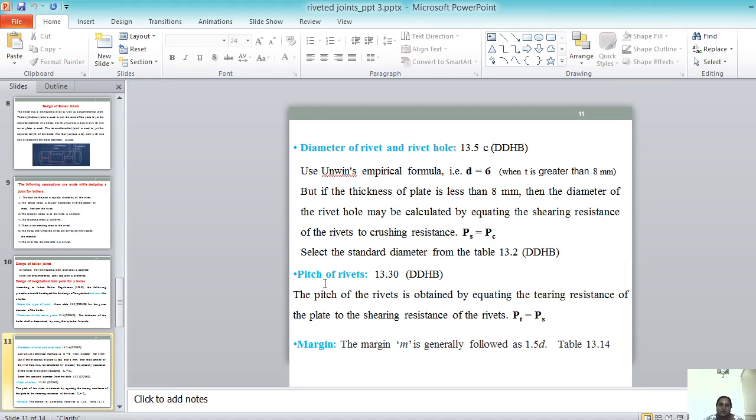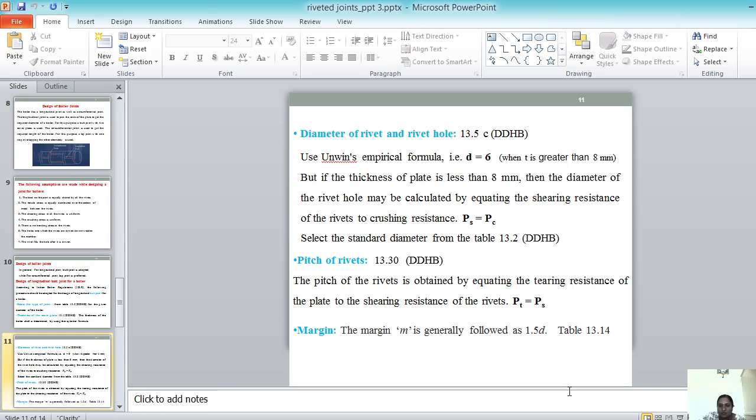Okay, next procedure, the fourth step is pitch. Get the equation from the design data handbook. Go through this, equate the inputs whatever you have and get the pitch of the rivets. Pitch P. So use this PT and PS, that is the tearing resistance PT and the shearing resistance PS. Next comes the margin M, generally taken as 1.5 of D. So to standardize the diameters, to standardize the margin and all, you can go with table 13.1 of the design data handbook Lingaya.